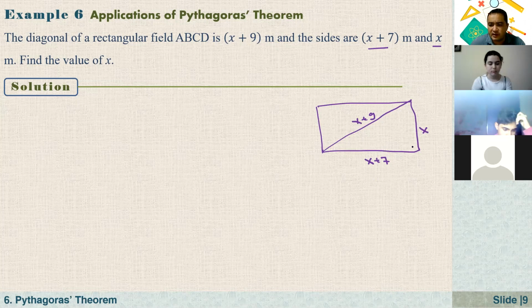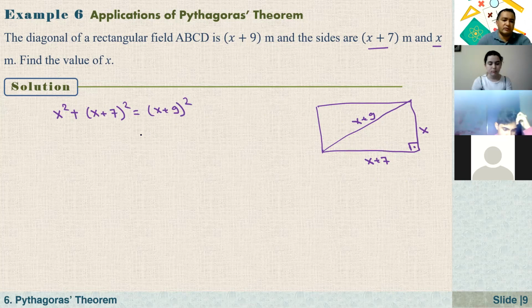So again, as you see, it's a rectangle. That means that all interior angles are 90 degrees or right angles. That means that this diagonal and these two sides form a right angle triangle. That means we can use the Pythagorean theorem to answer this question. So the sum of the squares of the shorter sides, x squared plus (x plus 7) squared, is equal to (x plus 9) squared, right?